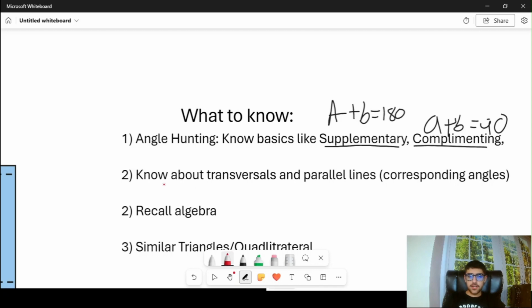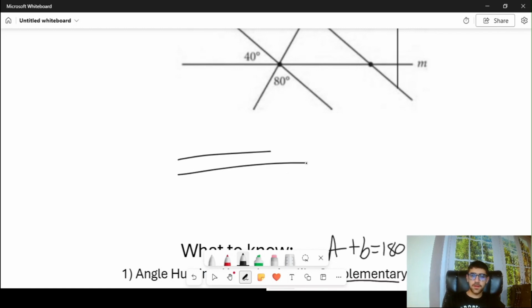Then know about transversals and parallel lines. A transversal just means something that intersects a line. So like this, these are two parallel lines. The red line is a transversal because it goes through them.